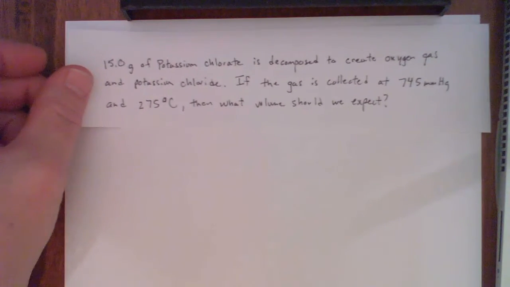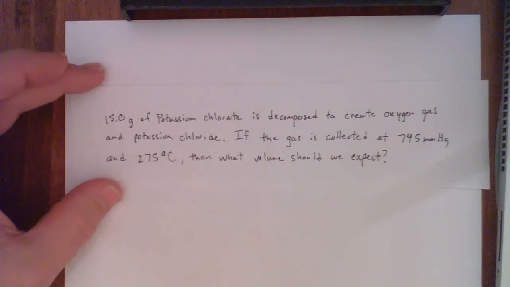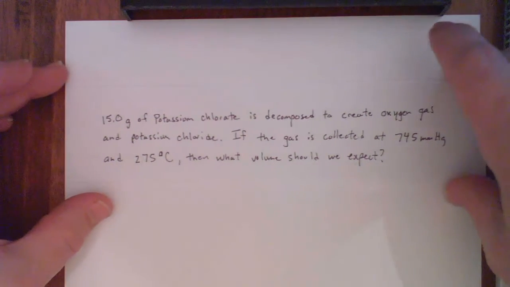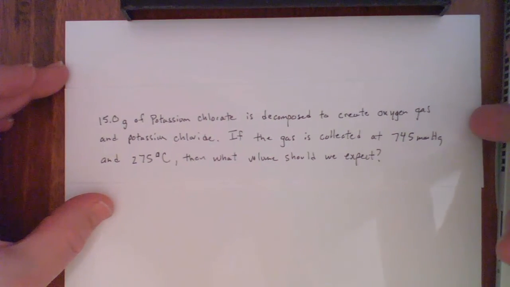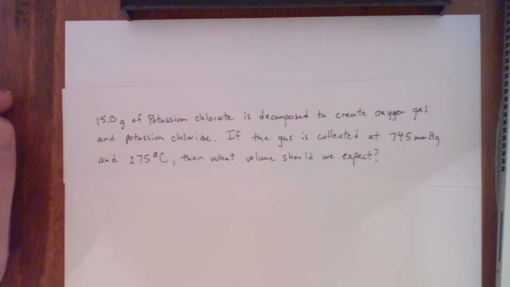So I want to start with just an example problem. I'm going to start with this one right here. I've got some potassium chlorate, and it's going to be decomposed to create some oxygen gas and some potassium chloride. So that's going to be our starting point for this. We're going to need a balanced chemical equation. They want to know in the end, though, how much, or what volume, of oxygen gas we will get. So our first step is to write out our balanced chemical equation.